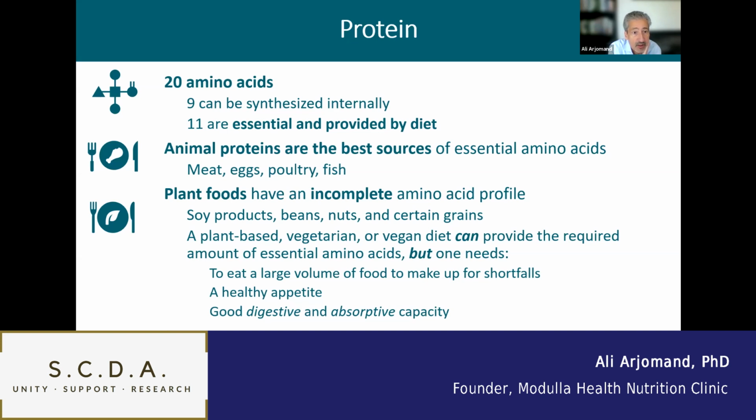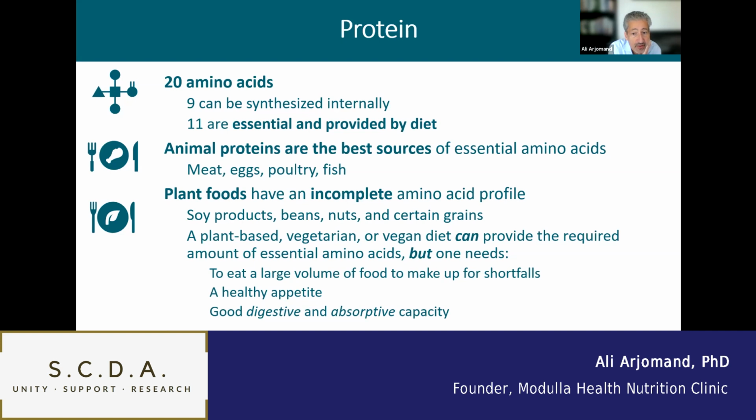Most animal protein sources are the best way to get these essential amino acids. So meat, eggs, poultry, fish, right? These have all the essential amino acids in sufficient amount to meet your body's needs. Plant foods, on the other hand, have an incomplete profile of these essential amino acids. So soy products, beans, nuts, and certain grains aren't going to satisfy your body's needs for these essential amino acids.